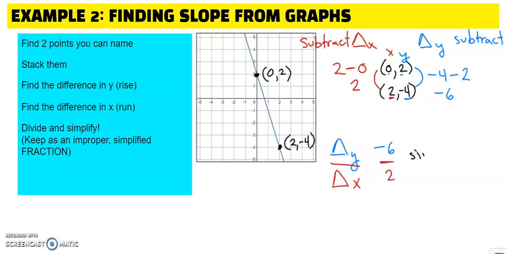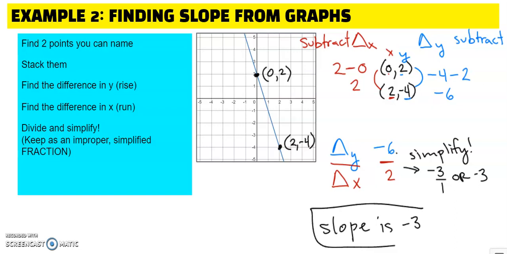Next, I want to simplify. Okay, -6 divided by 2 is actually -3. I could write that as over 1, or I can keep it as -3. My slope is -3. Okay, -3 slope, it would tell me nice, negative, right? So my signs match, and then one more time showing you how this works.